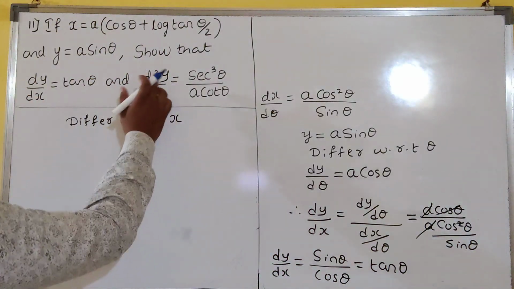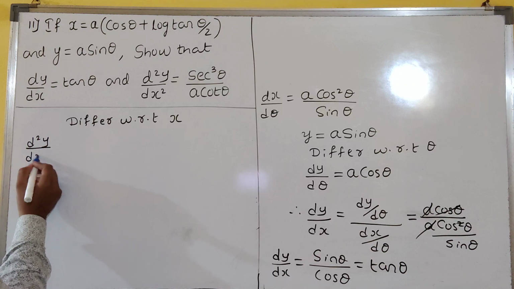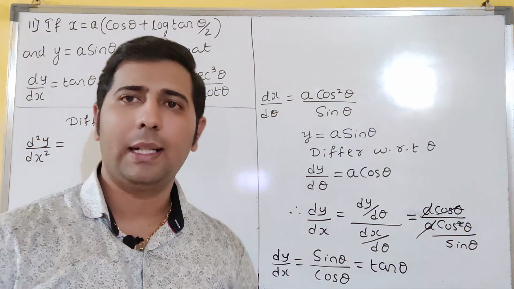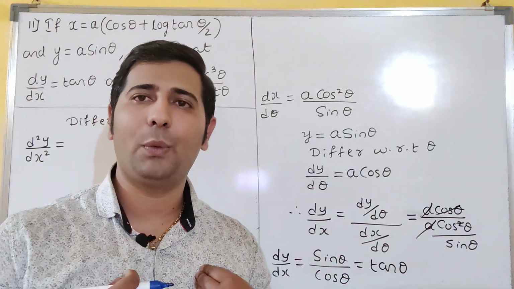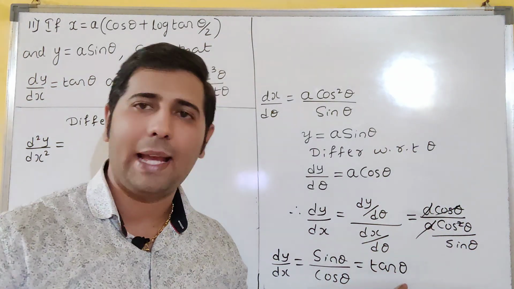So now dy by dx will become d square y by dx square, dear students. So what is tan theta? It is looking like tan x. You also know, I also know, it is not x. But in our heart, or in our mind, we can keep it as x.